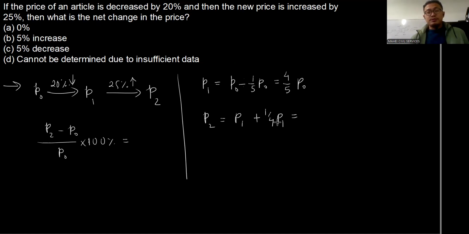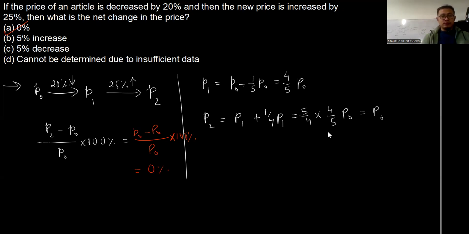So P1 plus 1 by 4 times of P1 is 4 plus 1 divided by 4 times P1, and P1 is 4 by 5 times P0, which gives P0. So the increase is 0%. P2 minus P0 over P0 into 100%, which is equal to 0 by P0, that is 0%.